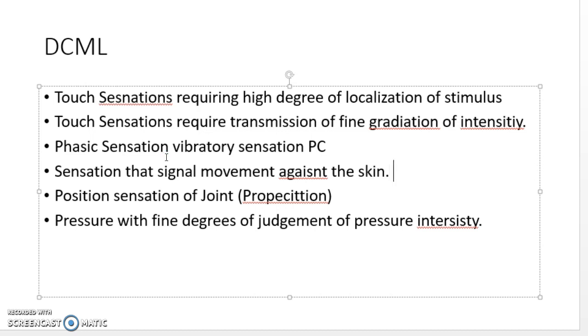So let me repeat myself. There are touch sensations, which have a high degree of localization of stimulus, and touch sensations require transmission of fine gradations of intensity. Then you have phasic sensation, which is vibrations, and after that proprioception, the position sensation of joints. The pressure sensations have to do with fine degree of judgment of pressure intensity. So you need to mention pressure, positioning, 2-point discrimination, movement sensations, transmission of fine gradations of intensity, and high degree of localization of stimulus.